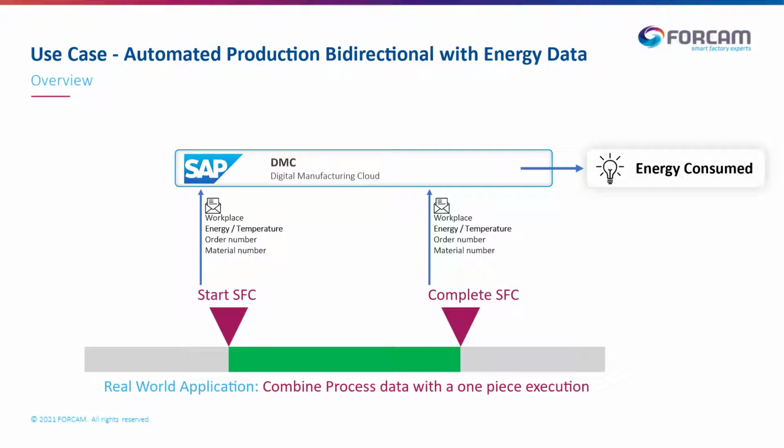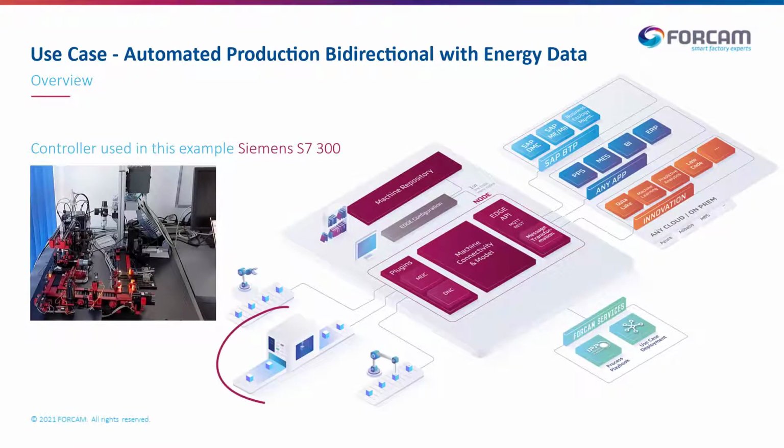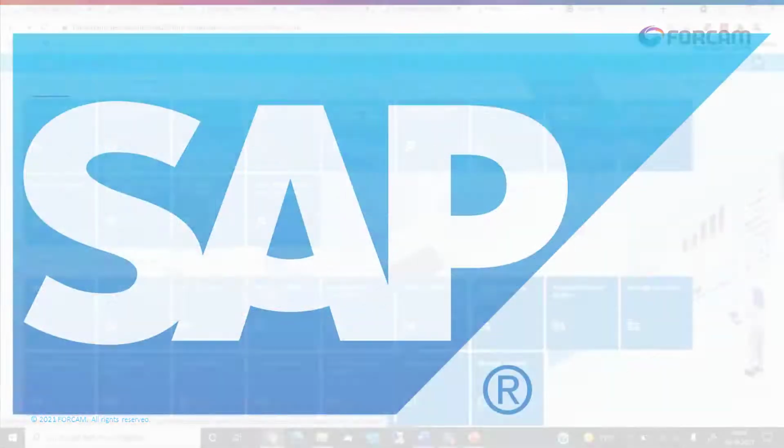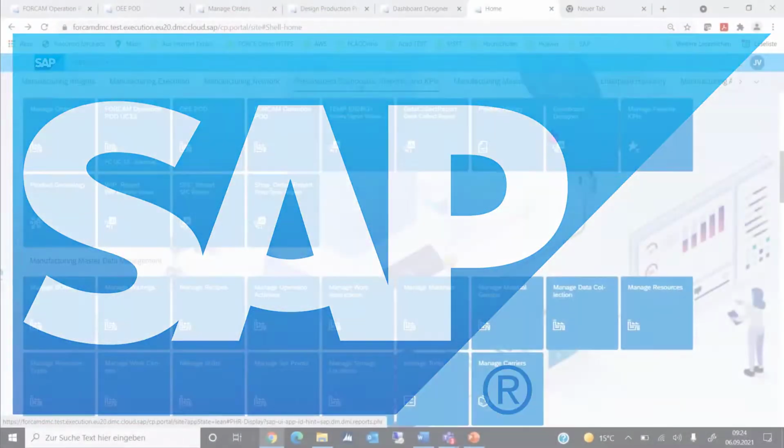So let's see this in action. In our example, we have a Siemens S7-300 natively connected to Force EDGE. Over the EDGE API, data is sent to the SAP DMC, where the signals are further processed. So how can values sent from the machine be processed and set into perspective in SAP DMC?